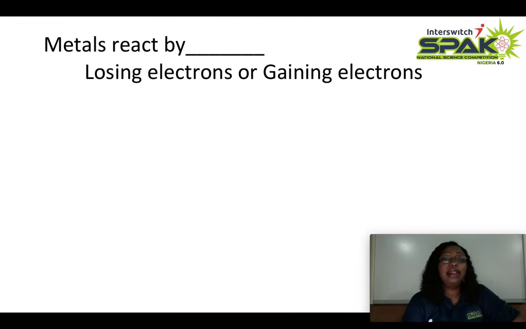Metals react by dash, losing electrons or gaining electrons. Losing electrons. Metals lose electrons while non-metals gain electrons.